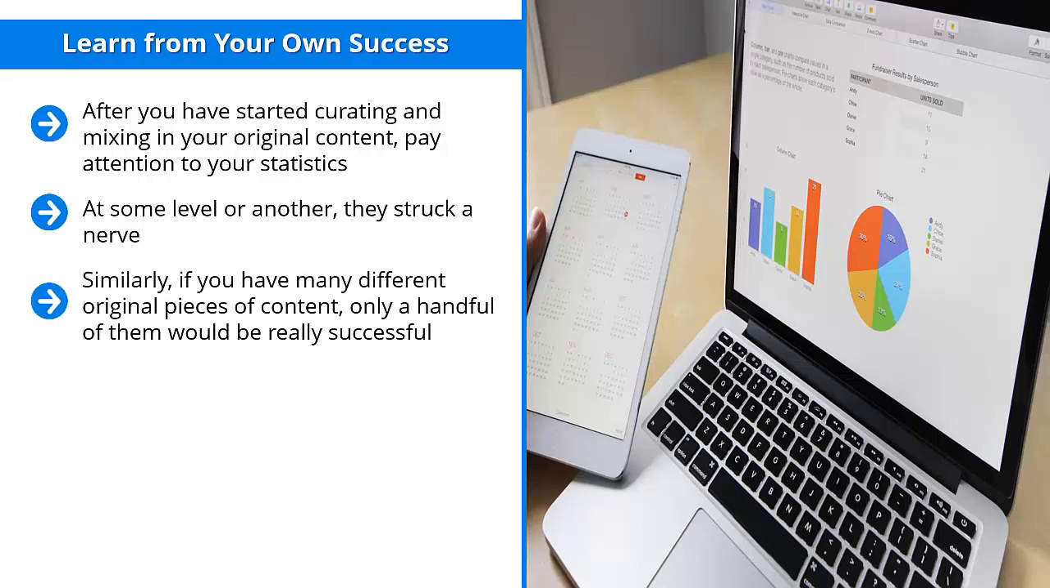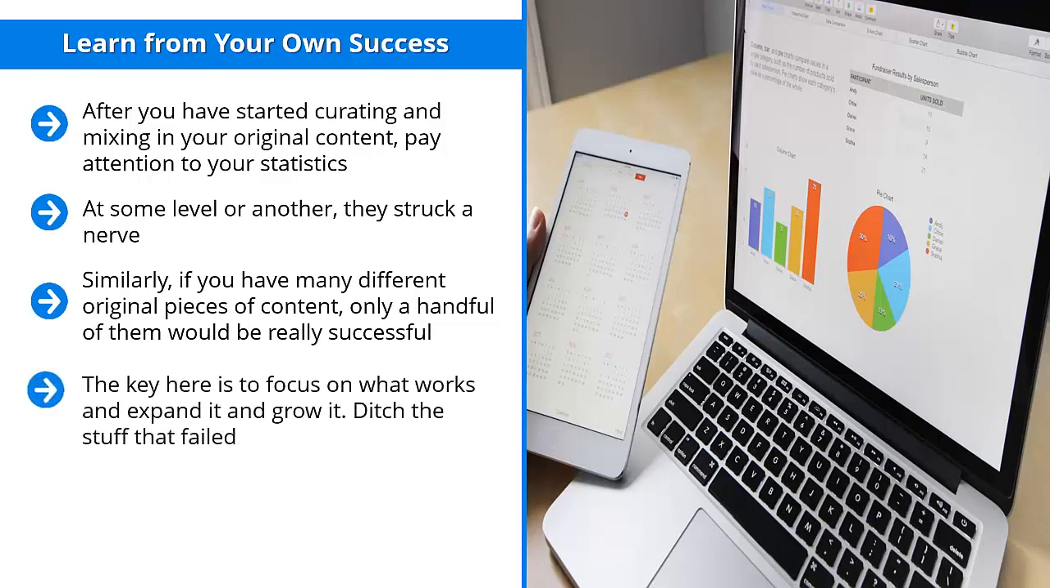Similarly, if you have many different original pieces of content, only a handful of them will be really successful. Pay attention to those. Find them. Once you've identified them, create more of them. Focus on the same themes and present similar information the same way. The key here is to focus on what works and expand it and grow it. Ditch the stuff that failed. Build on your strengths.